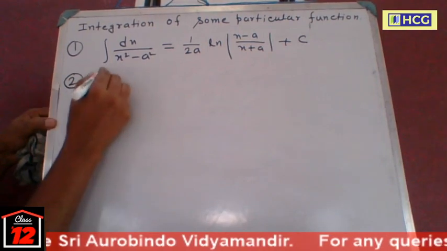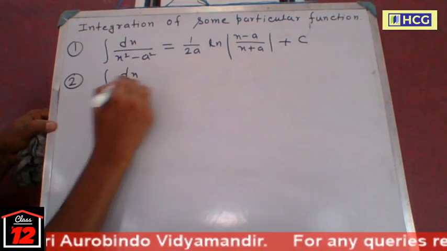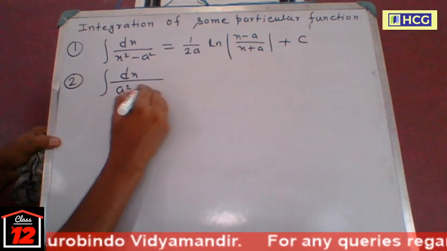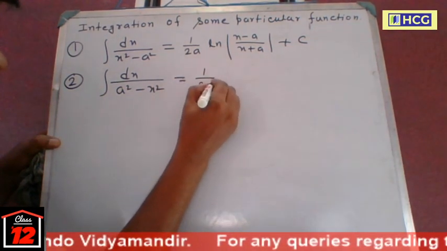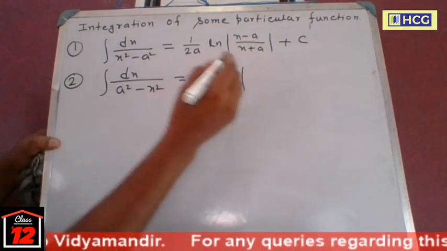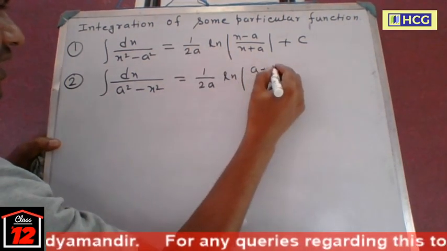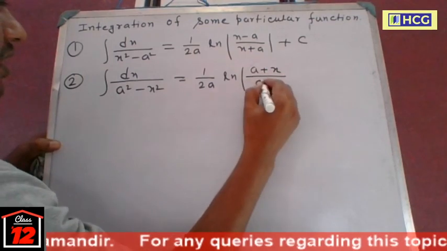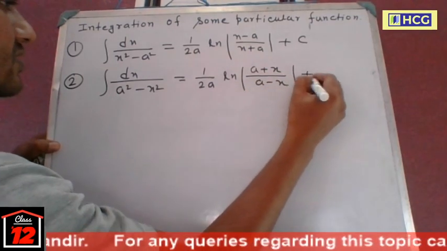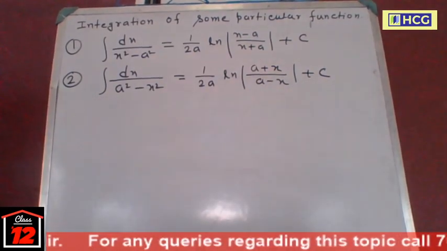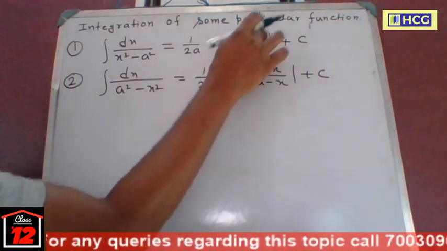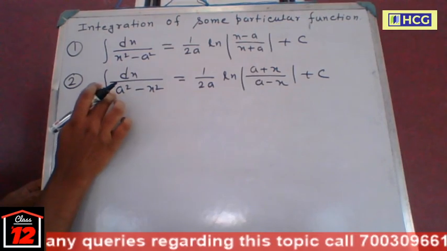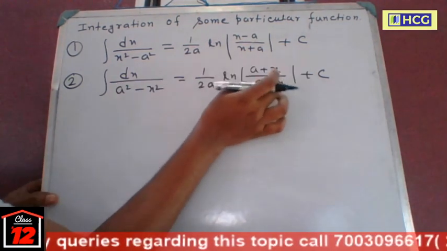Formula number 2: integration dx by a square minus x square. Now this is equal to 1 by 2a ln of a plus x by a minus x plus c. The sign of a here is minus, so x minus a by x plus a, and when the sign of a is plus, so a plus x by a minus x.